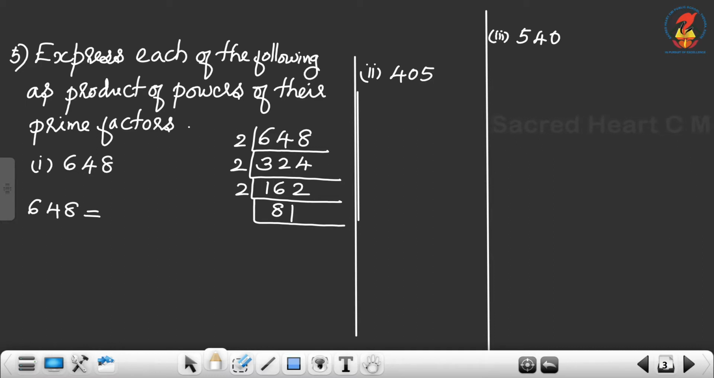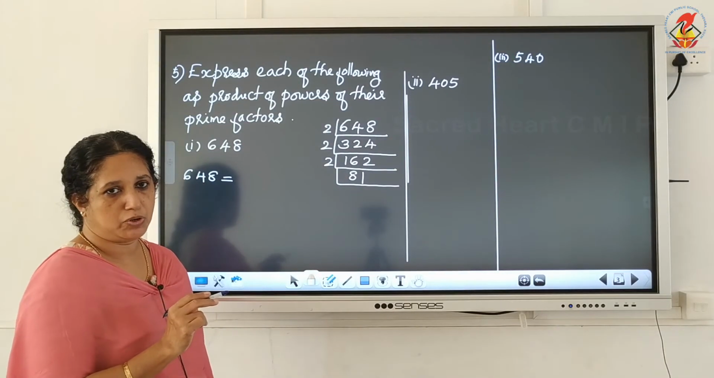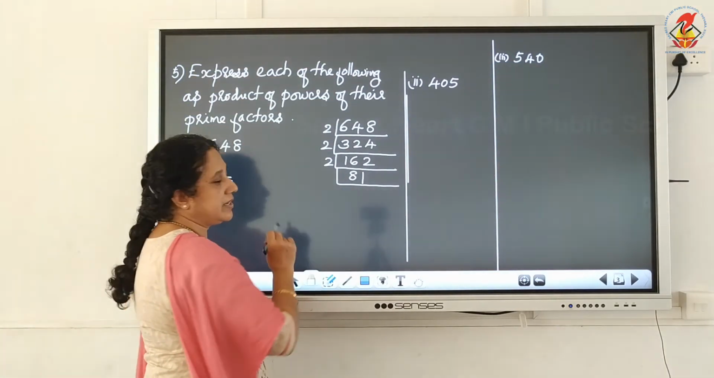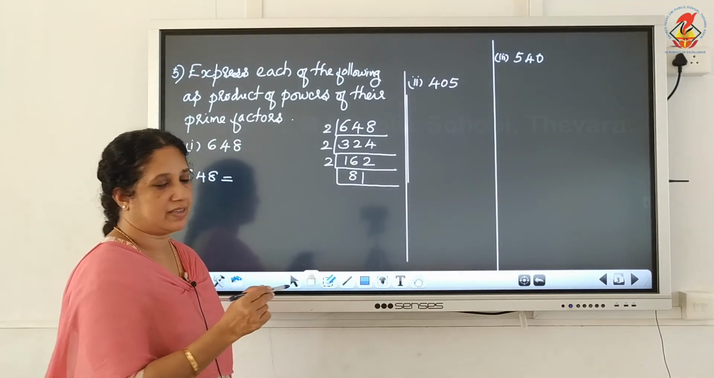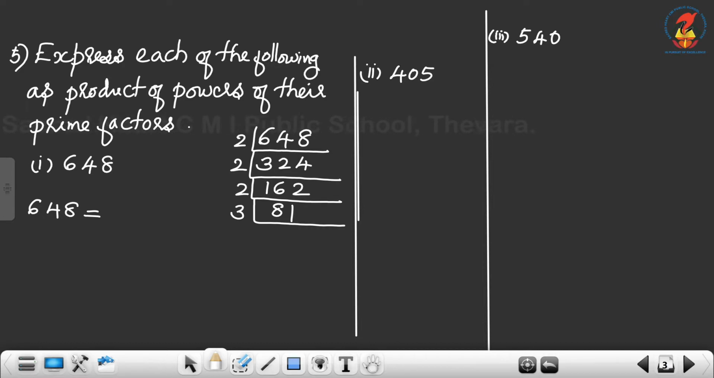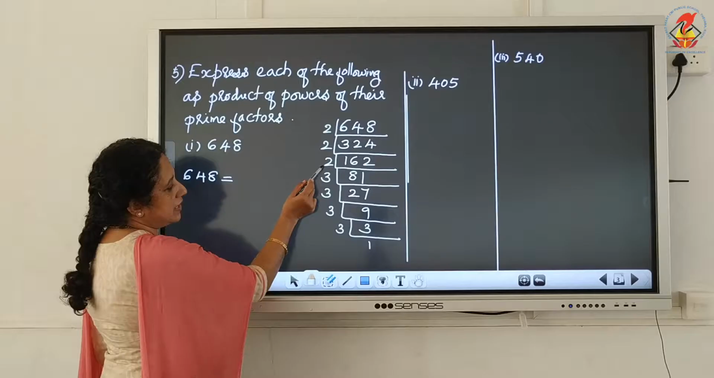Then 81, can we divide it by 2? No, not possible. Then 8 plus 1 equal to 9. So 81 is divisible by 3. So we can do with the 3. 3 twos are 6. Then 21 will come. 3 sevens are 21. Then again with the 3. 3 nines are 27. Then with the 3. 3 threes are 9. Then 3, 1. Therefore you can see that 2 is repeated 3 times.